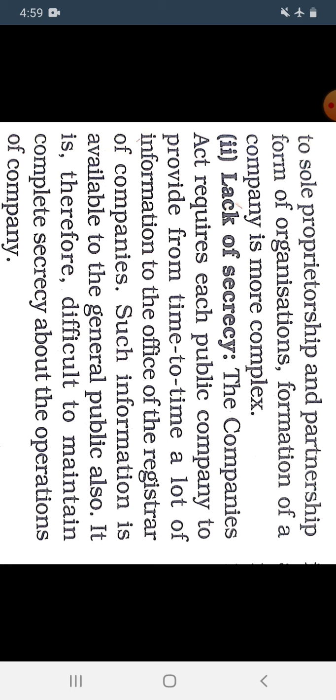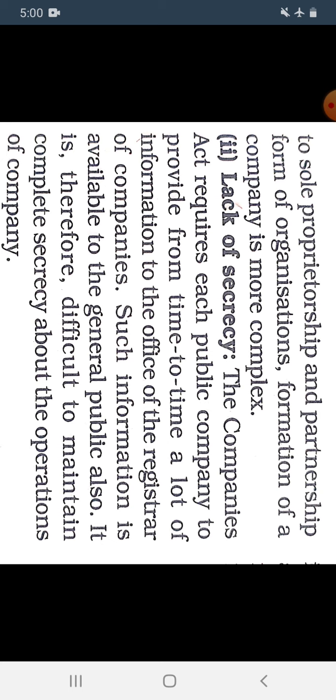Next is lack of secrecy. The Companies Act requires each public company to provide, from time to time, a lot of information to the office of the registrar of the companies. According to the Companies Act, both public and private companies have to share all their information from time to time with the registrar, so that a level of confidentiality and secrecy cannot be maintained in the company. Such information is available to the general public also.